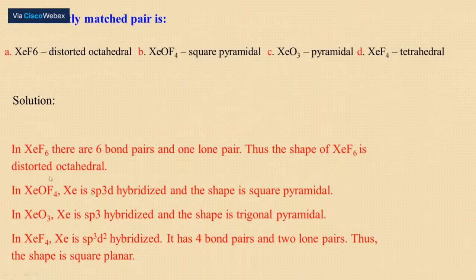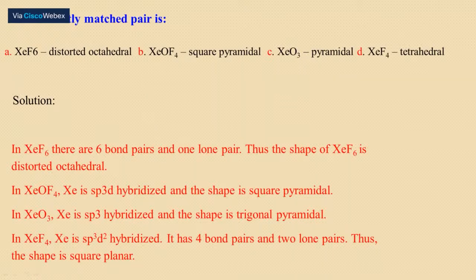And in the second case, let us see XeOF4. In that Xe is sp3d hybridized and the shape is square pyramidal. So this is also a correct option. And the third one, XeO3, in that Xe is sp3 hybridized and the shape is trigonal pyramidal. So the third one is also correct.